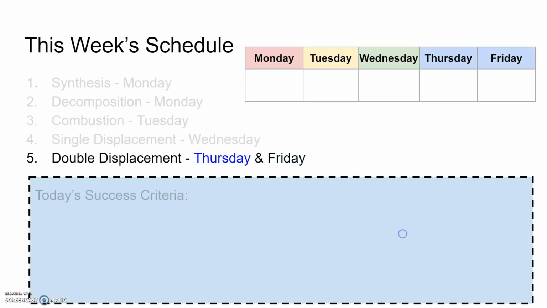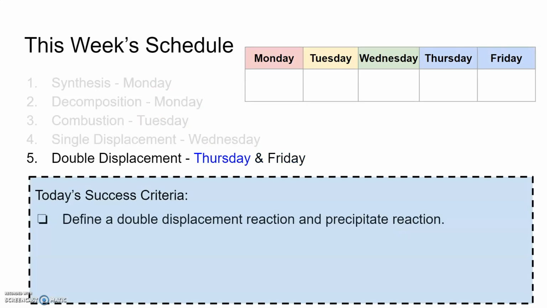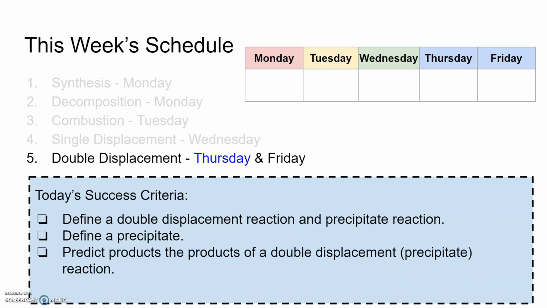So specifically for today, we have several success criteria. First, we need to learn how to define a double displacement reaction and precipitate reaction. We'll define what a precipitate is. We'll predict the products of a double displacement reaction, specifically precipitate reactions, and then we'll balance the precipitate reaction using certain strategies.